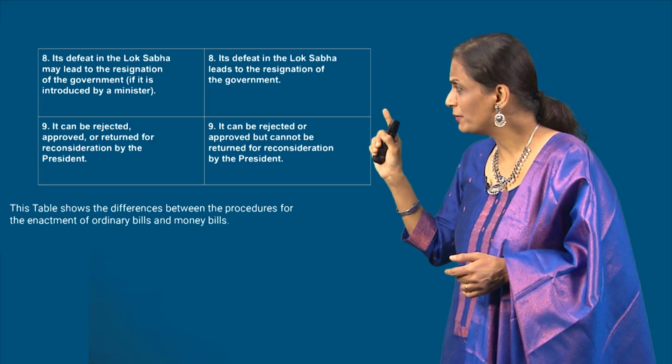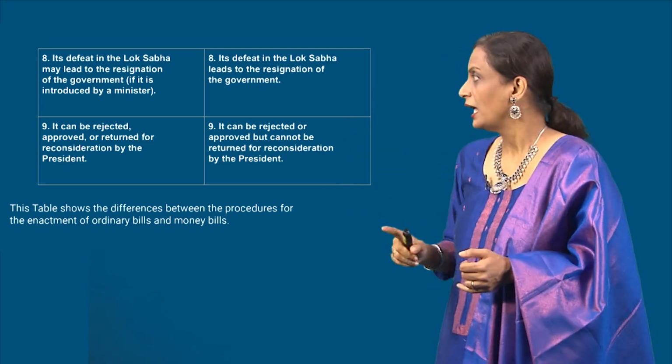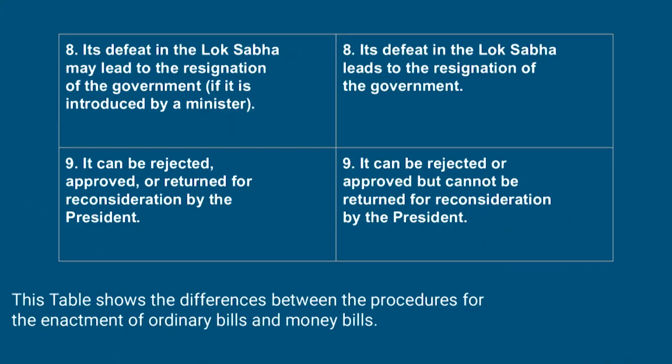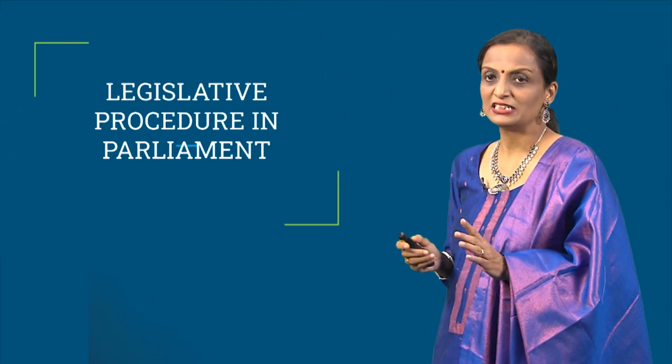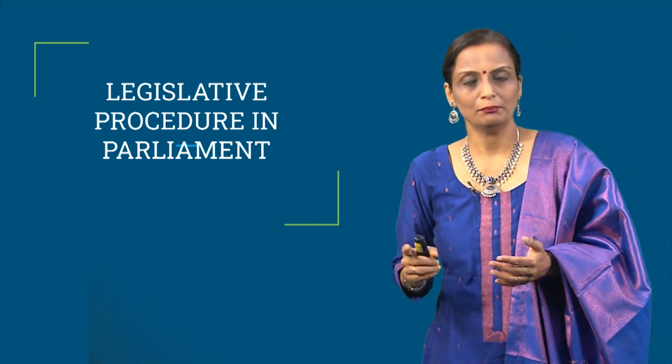And finally, an ordinary bill can be rejected, approved or returned for reconsideration by the President. And in the case of a money bill, it can be rejected or approved, but cannot be returned for reconsideration by the President. So, it can be rejected or it can be approved, but cannot be sent for reconsideration. So, you see how there is a difference between the ordinary bill and the money bill.